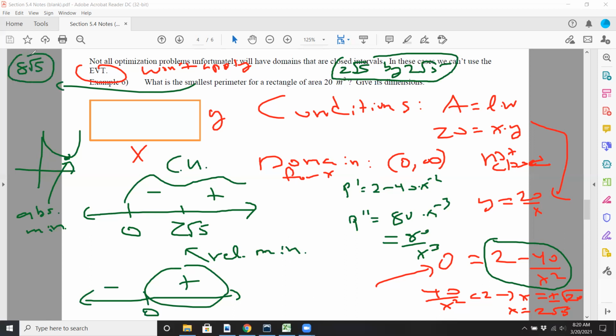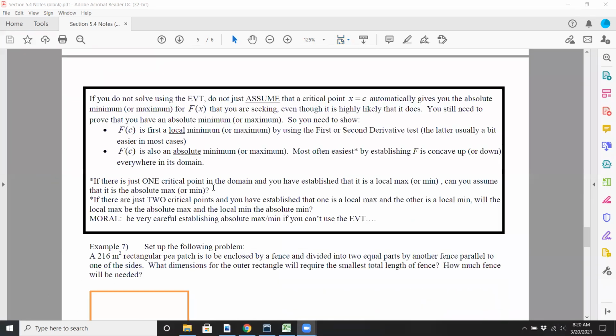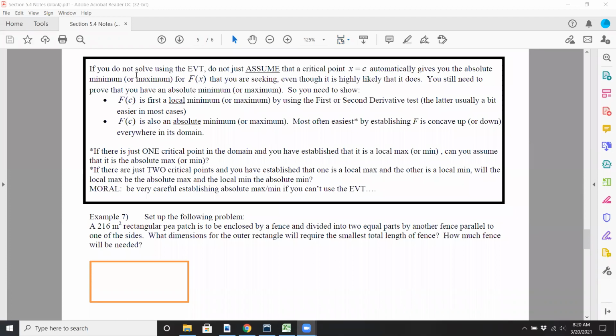And it so happens that the square actually achieves that for us, in case you're curious. So, okay, that's that one. Just to summarize, if you do not solve using EBT, do not just assume that a critical point will automatically give the absolute minimum or maximum for your function, even though most likely it will. In order to prove it, you're going to want to show that it's a local minimum or max using a first or second derivative test.